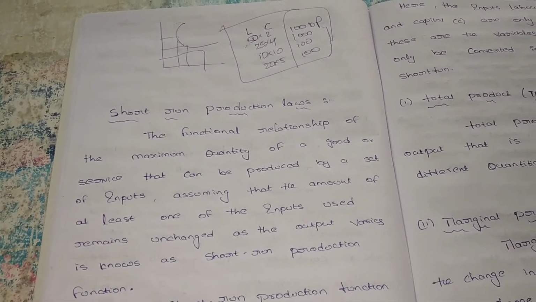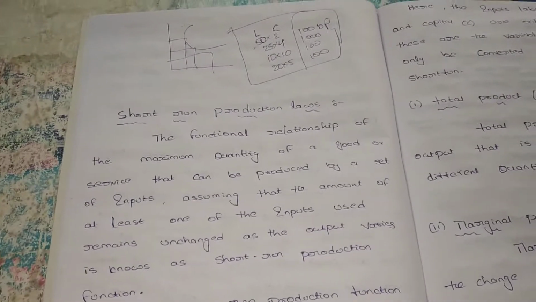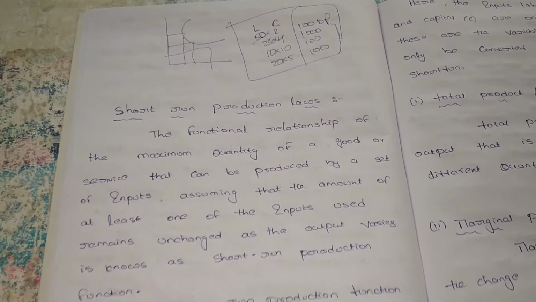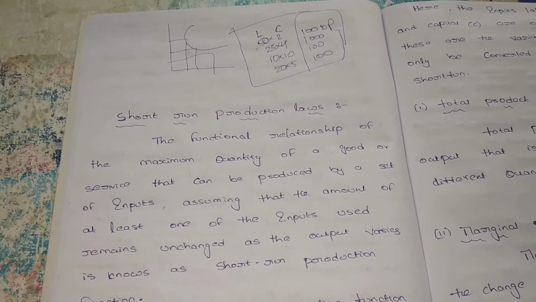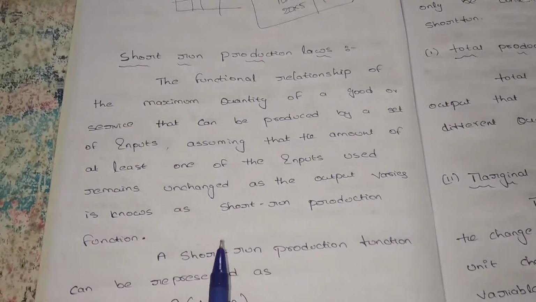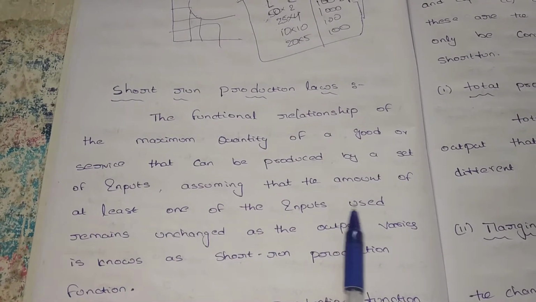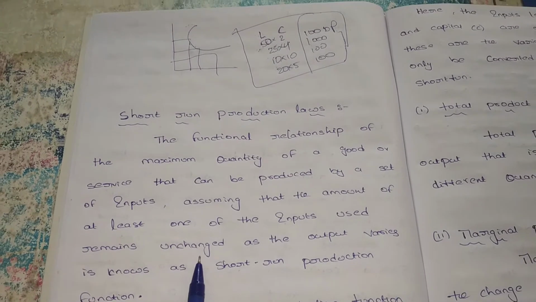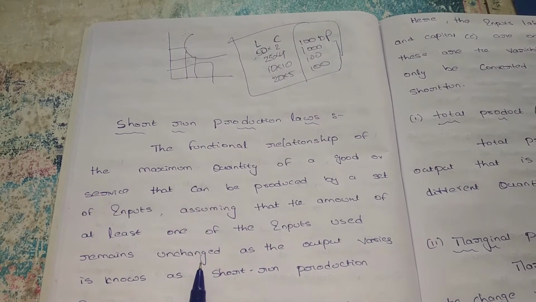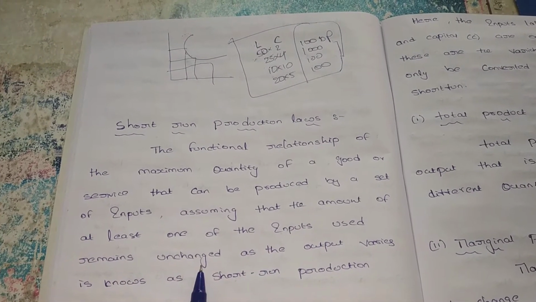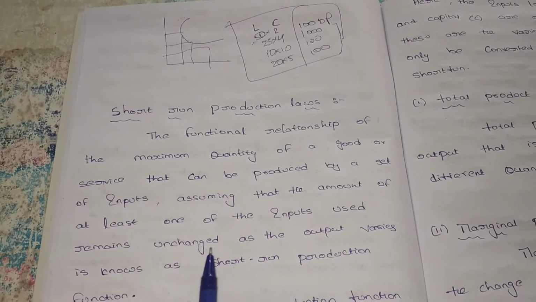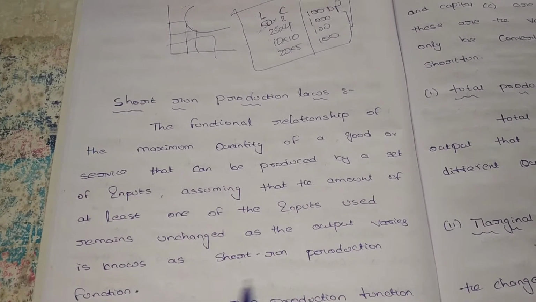Already we discussed the law of diminishing marginal returns. What is the law of diminishing marginal returns? In it, only one input is variable, all others are fixed. That point only we are discussing here. At least one of the inputs used remains unchanged as the output varies, and this is known as the short run production function.